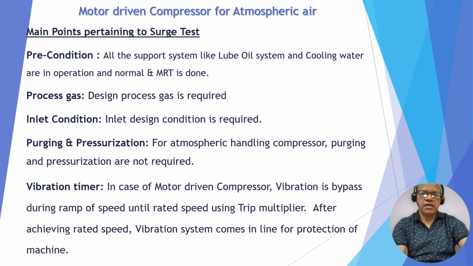Vibration timer. In case of a motor driven compressor, vibration is bypassed during ramp up of speed until rated speed using a trip multiplier, and after achieving rated speed, the vibration system comes in line for protection of the machine. And why is this done? Because the compressor has to pass through several critical speeds during the ramp up, and the machine should not trip during the ramp up. To avoid such a trip, vibration is ignored or the vibration timer is bypassed during the ramp up.